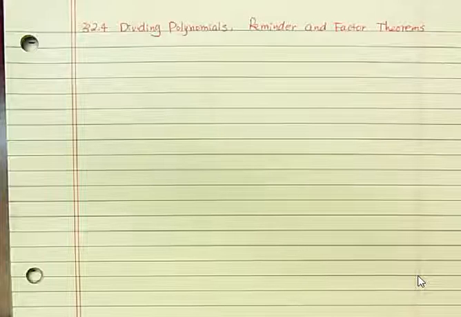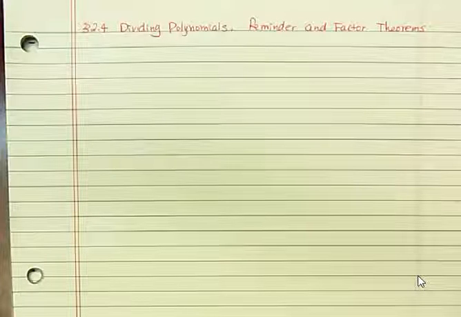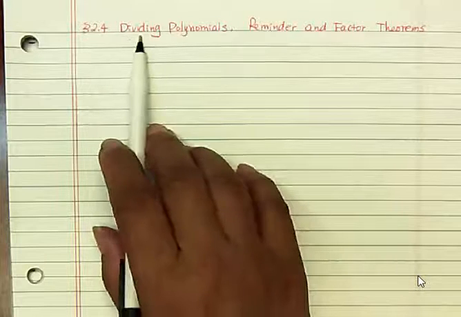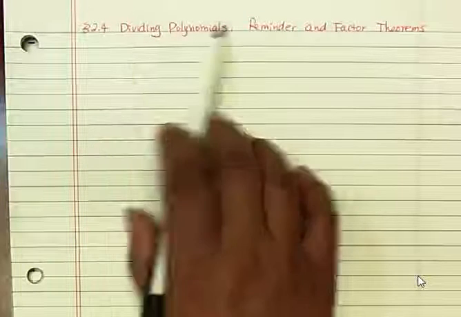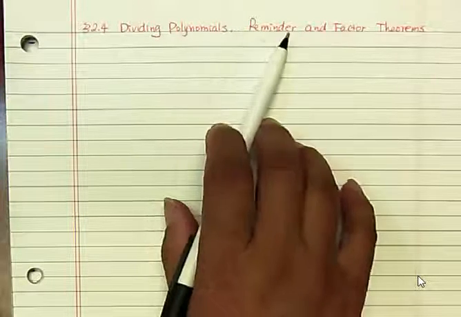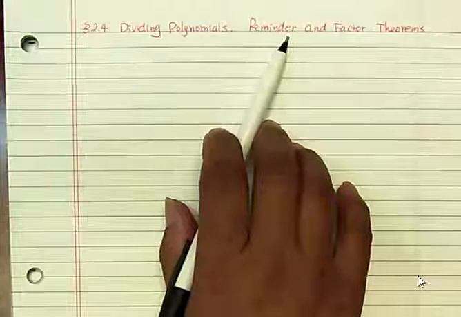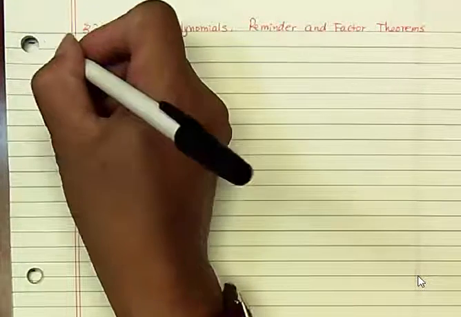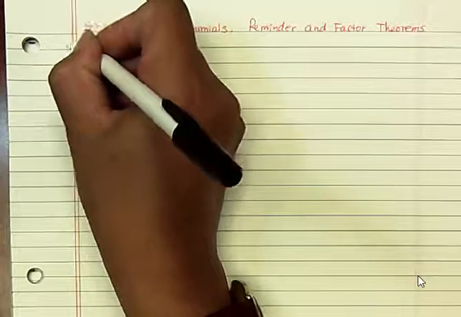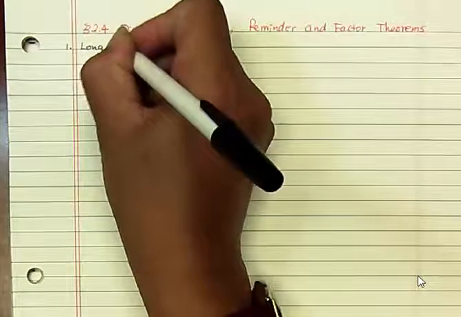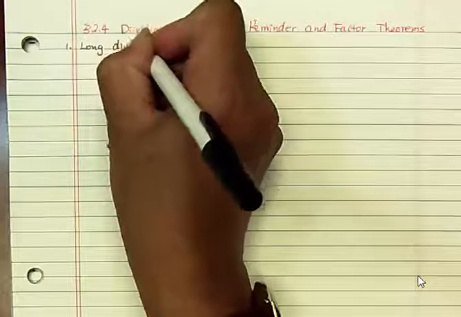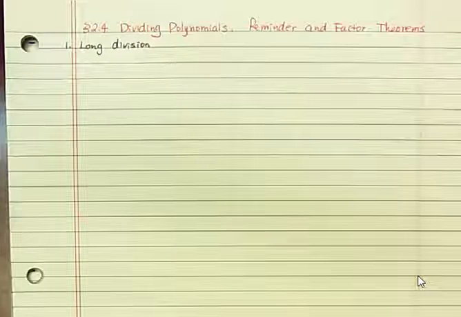Okay, in this section we are going to take a look at certain things. One is how we divide polynomials, and after that we are going to take a look at the remainder and factor theorems. For the divisions, there are two kinds. One is long division. The long division is very similar to how we divide numbers.